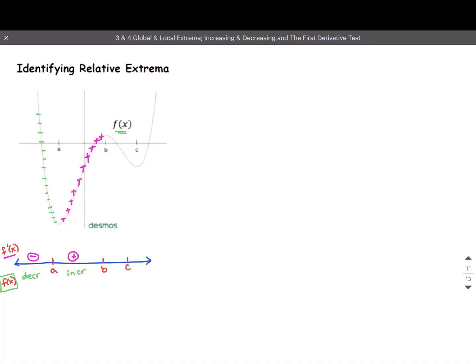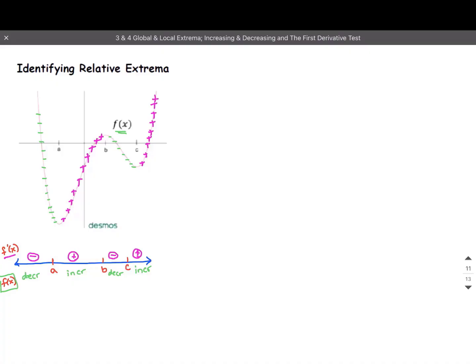Then you'll notice that our function is decreasing again, where we have negative slopes, which means our derivative is negative. Then, when the x's are greater than c, our graph is increasing again, right? And if we look at this graph, we've got positive slopes going up. Positive slopes means a positive derivative.